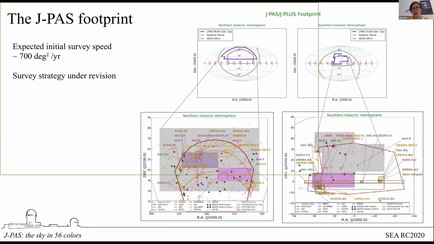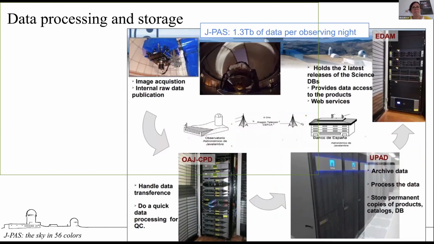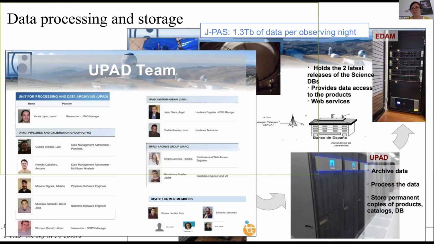This is the currently planned footprint of JPAS. The red one here, I think you see my cursor, is the SDSS footprint. The blue is the expected footprint for JPAS. We expect to cover approximately 700 square degrees per year, but this is still pending, and the general survey strategy is under revision and will be finalized soon. The OAJ observatory is run by CEFCA, and CEFCA is also doing a great job in all the data processing and storage. The UPAD, the unit working on the processing of the data, is also based at CEFCA in Teruel.